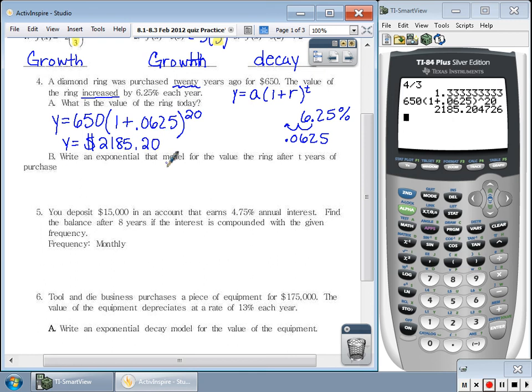It says write an exponential, that should say function, that models the value of the ring after t years of purchase. So it's basically the same thing. Y is equal to, this is still part of number 4. And again, the initial value was 650. We just want to simplify this right here. 1 plus 0.0625 is 1.0625. And then it's t years after purchase. So we're just not going to plug that 20 in for t. We're just going to leave it like that.